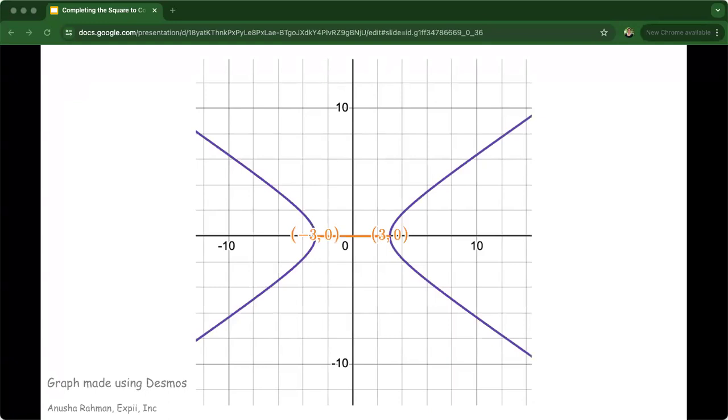The transverse axis is along the x-axis, so it extends from x equals -3 to x equals 3. The equation of the transverse axis is y equals 0, and the length is always 2a.